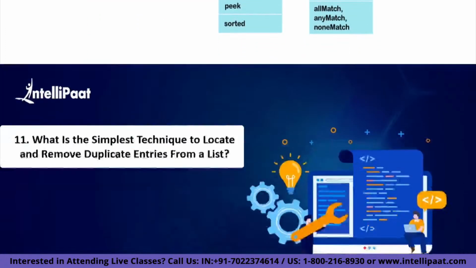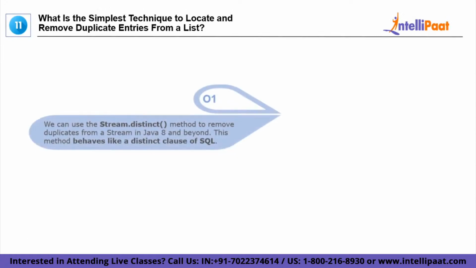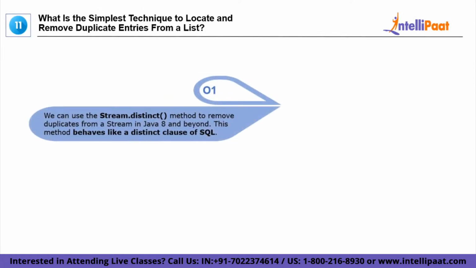Let's look at the next question on our list. What is the simplest technique in Java 8 to locate and remove duplicate entries from a list? We can use the stream.distinct method to remove duplicates from a stream in Java 8 and beyond. The distinct method behaves like a distinct clause in SQL, which eliminates duplicate rows from the result set.